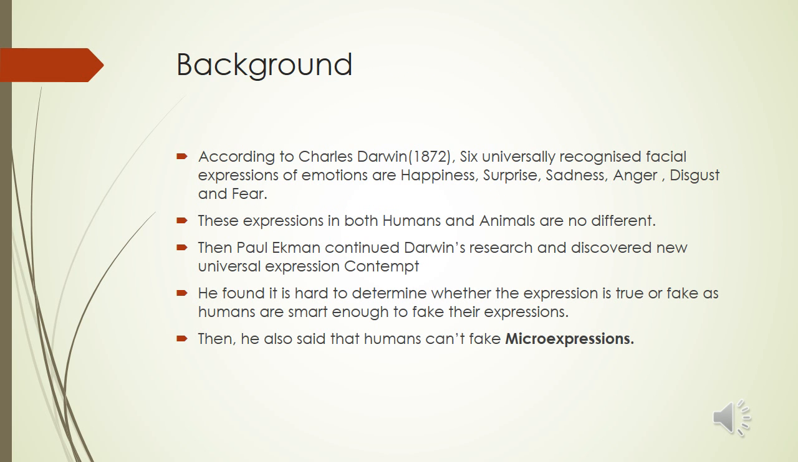Let's talk about history here. Charles Darwin in the 18th century said we have six universal emotions, which are happiness, surprise, sadness, anger, disgust, and fear. Even animals and humans both have these six universal emotions. Continuing his theory, Paul Ekman said it is very hard to find if an expression is true or fake, as humans are very smart at faking their expressions. He also coined the term microexpressions.